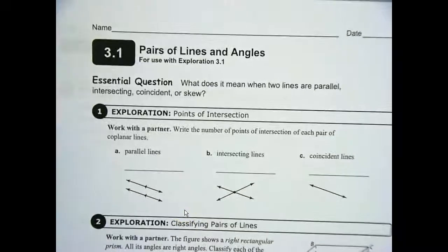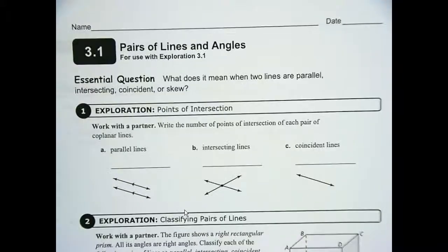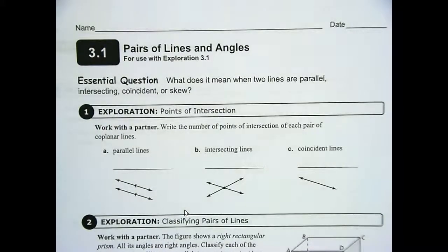So starting chapter 3, pairs of lines and angles. What does it mean when two lines are parallel, intersecting, coincidental, or skew? Now we talked about some of those last chapter, some of the skew stuff, but I want you to complete example or exploration 1. Take about a minute or so working with your groupies. Come up with the names of those lines there. Sorry, not the names of the lines, but the number of points of intersection of those lines.